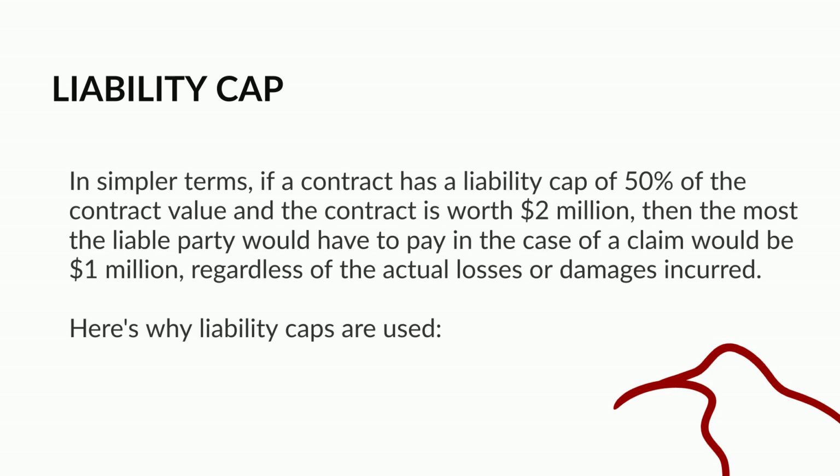In simpler terms, if a contract has a liability cap of 50% of the contract value and the contract is worth $2 million, then the most the liable party would have to pay in the case of a claim would be $1 million, regardless of the actual losses or damages incurred. Here's why liability caps are used.